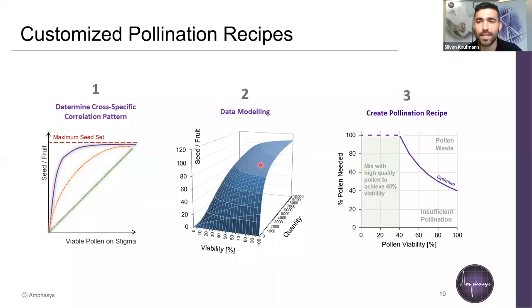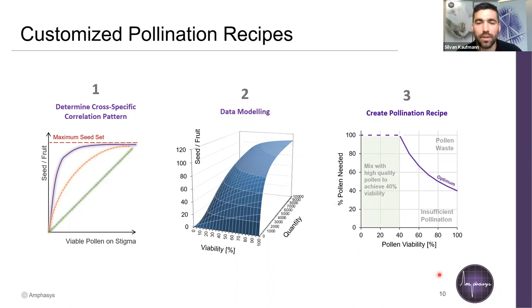So in the next step, you could create so-called customized pollination recipes. In such a recipe, you have on the x-axis the pollen viability of your pollen sample that you take from the stock, and on the y-axis, the percentage of pollen you need for the pollination. So for 20%, this basically means you can dilute your pollen sample with 80% of diluent.